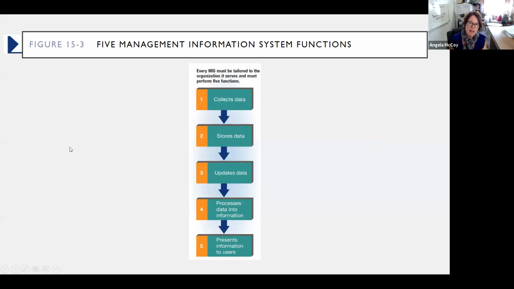To provide information, an MIS must perform 5 specific functions. It must collect data, store the data, update the data, process the data into information, and present the information to users. So in step 1, you collect the data. A firm's employees, with the help of an MIS system, must gather data needed to establish the firm's data bank. The data bank should include all past and current data that may be useful in managing the firm.